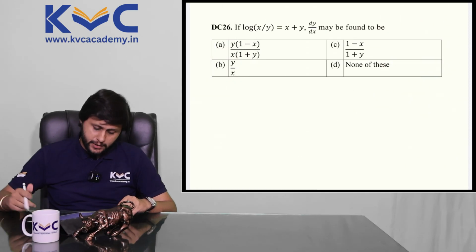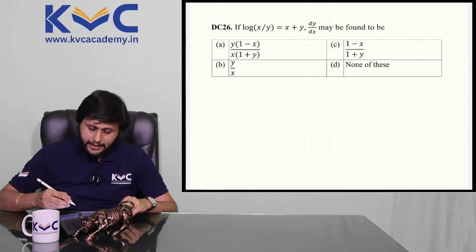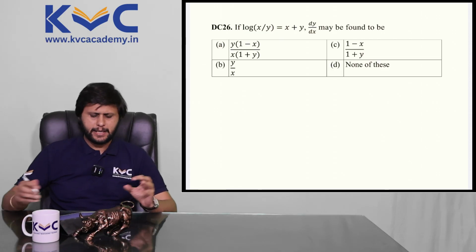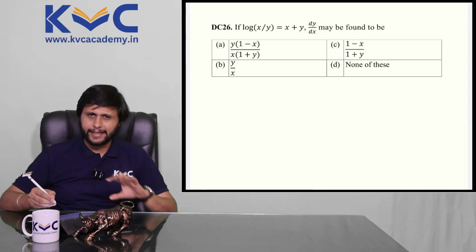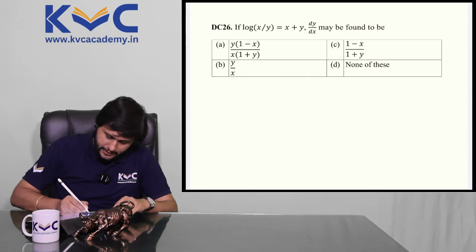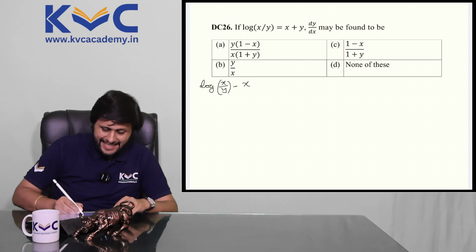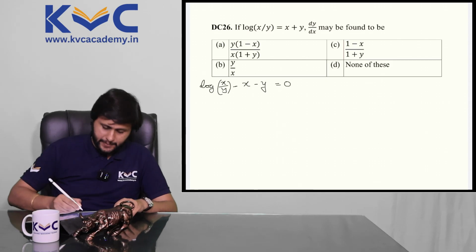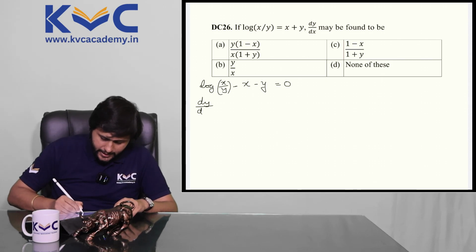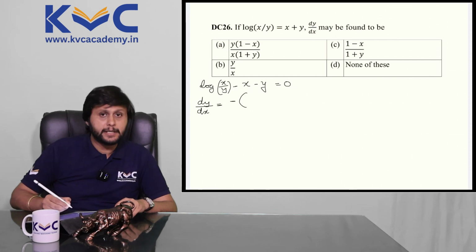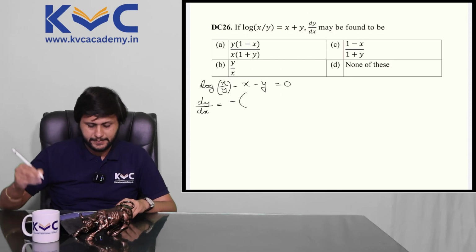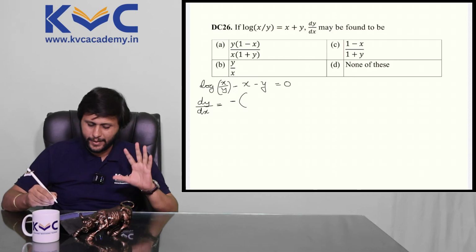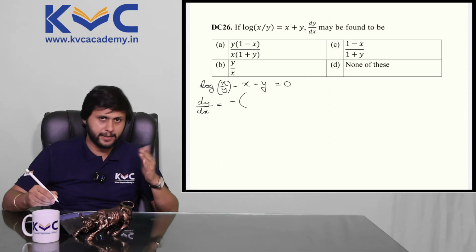Moving on to the next question, we have log x divided by y equal to x plus y. X and y are there, both mixed up, so we'll get everything to one side. That is the first step. So we get log x by y minus x minus y equal to 0. Next step, dy by dx on the left hand side equal to minus sign differentiation of log something. Differentiation of log something is, remember, y is constant over here, so it is not function by function now.